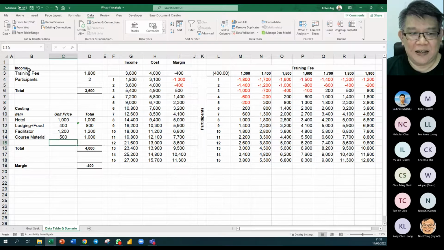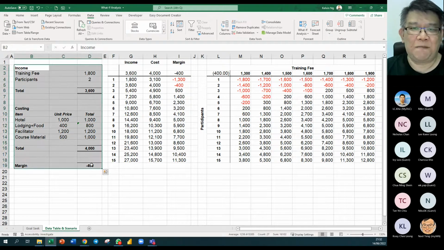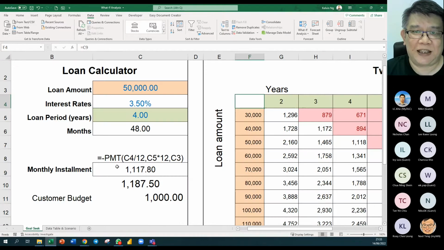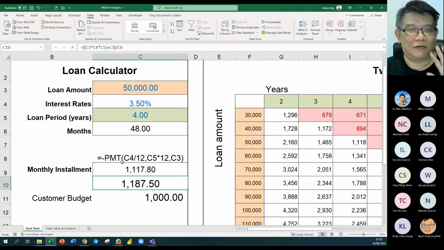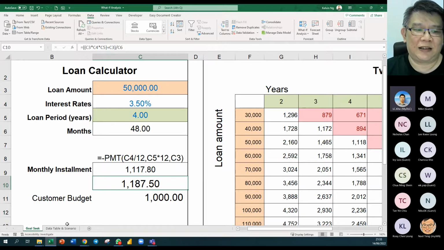So you see, the important part of all this what-if analysis is actually your calculation. If your calculation is as simple as just plus, minus, multiply, also can. It doesn't have to be something like PMT. You can use this to do your work as well. But I just purposely made it complicated. So that PMT is for another course lah. We are not talking about financial things lah.